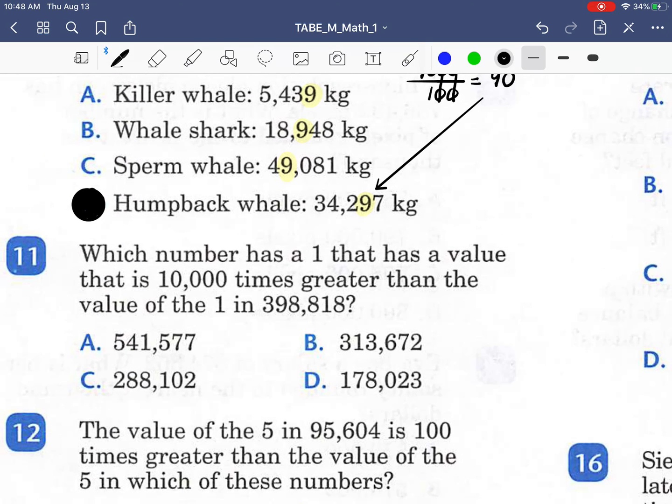Which number has a 1 that has a value that is 10,000 times greater than the value of the 1 in this number? So this time, that's the small number. This 10 is the smaller of the two. We need to build that up 10,000 times. So we have 4 zeros, and then 1 times 1 is 1. So I'm looking for 100,000, a 1 in the 100,000 seat. That's 1,000. That's a 10,000. 100, and there it is. It's D. The 1 in the 10,000 seat is answer D. So for question 11, you should choose D.